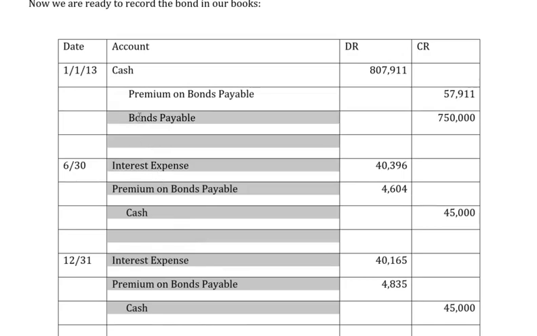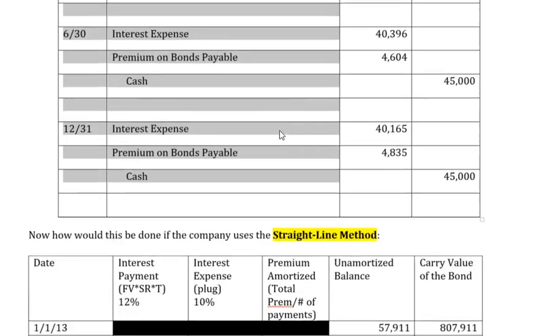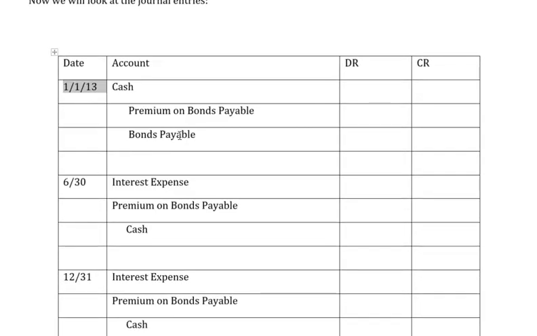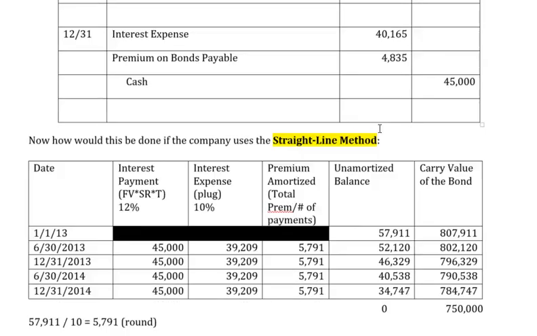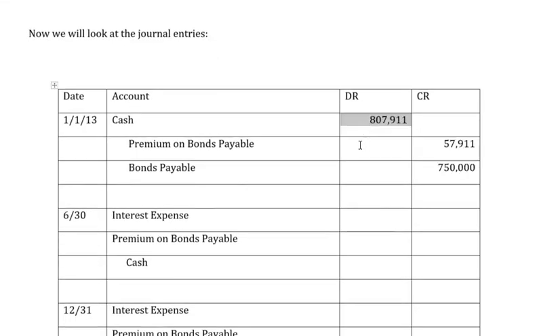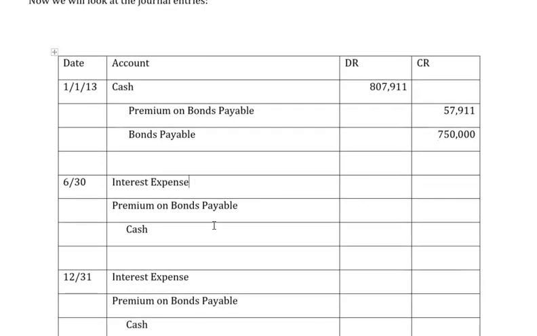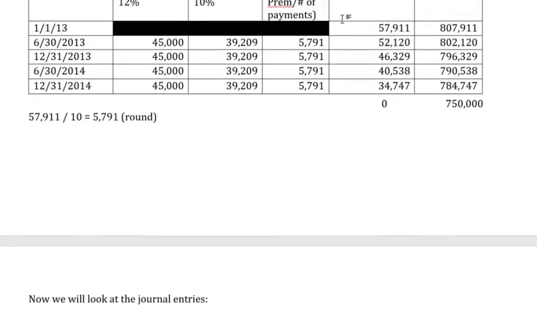So from a debit credit standpoint, we're going to do the same basic journal entries this time as we did before. We still receive the same amount of cash upon issuance, so our issuance entry will be identical to the last. The 807,911 is the issue price. That's the amount of cash we would get. Again, we're ignoring issue costs in these problems. The premium is the difference between issue price and face, and then the bond is carried or recorded at the face value, the 750.